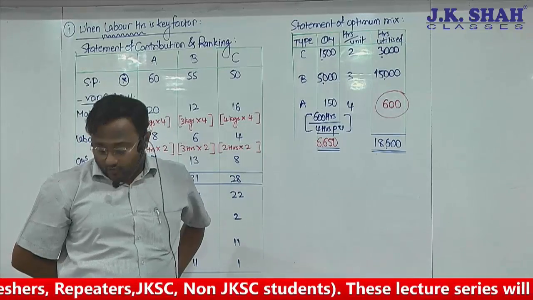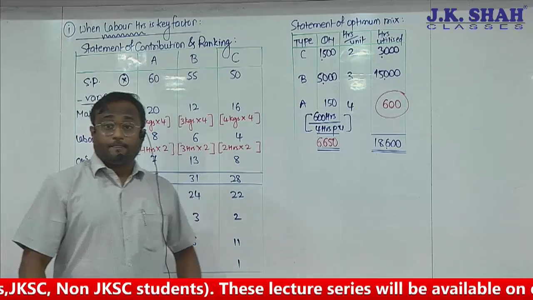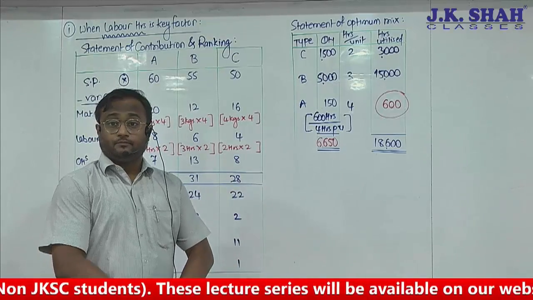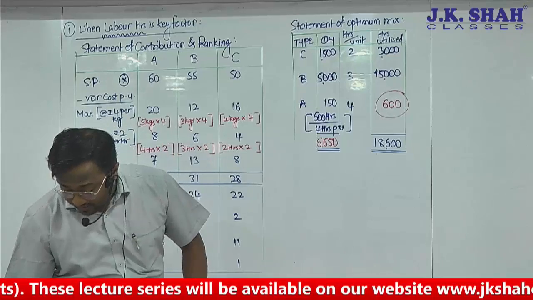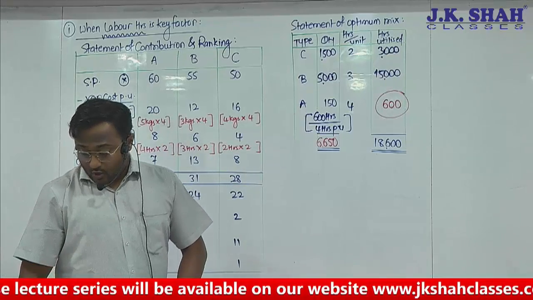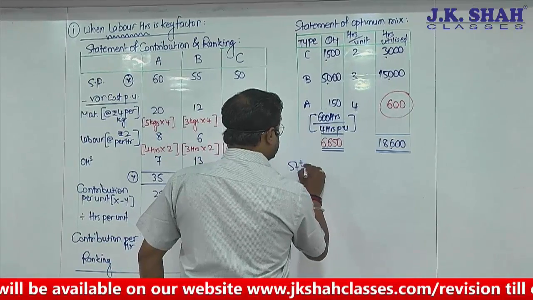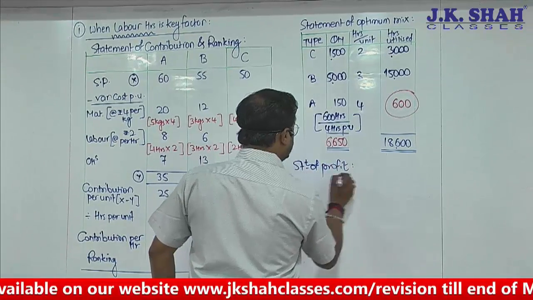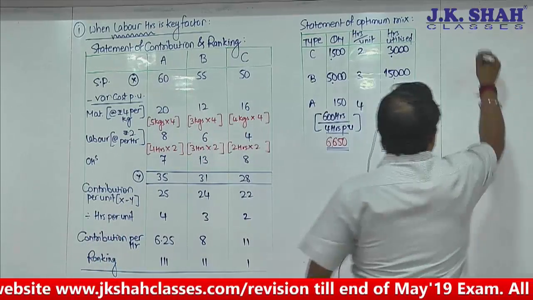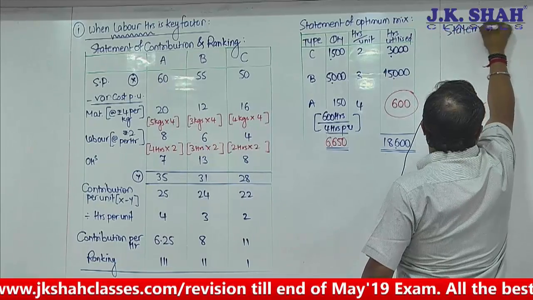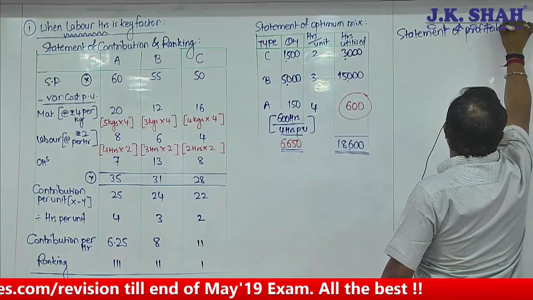If I really want to maximize the profit, this is what I'm supposed to do. In my first part, the question is asking me to go for the most profitable product mix and a statement of profitability. Statement of profit. I would prefer solving it there. Statement of profitability.